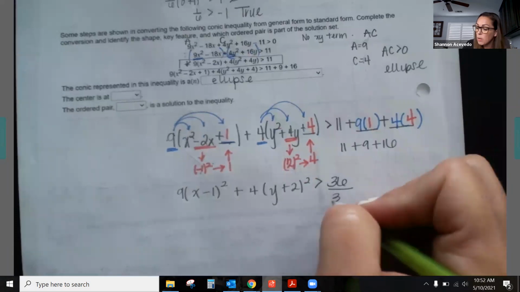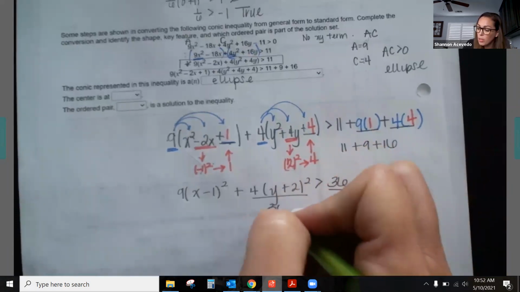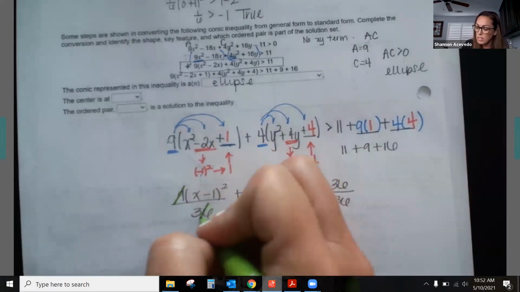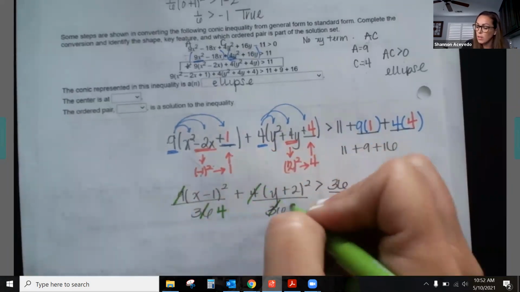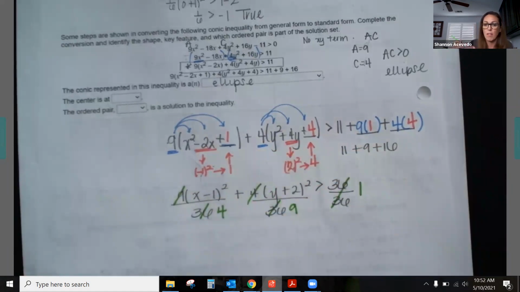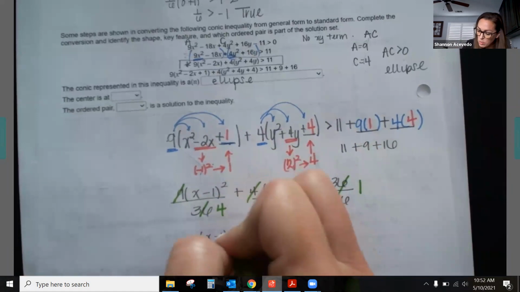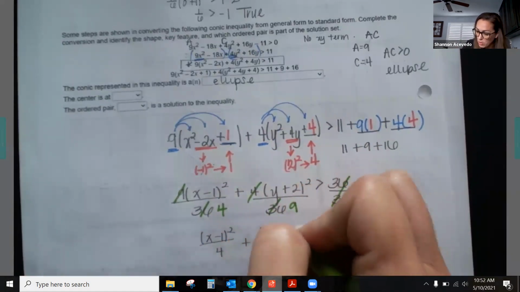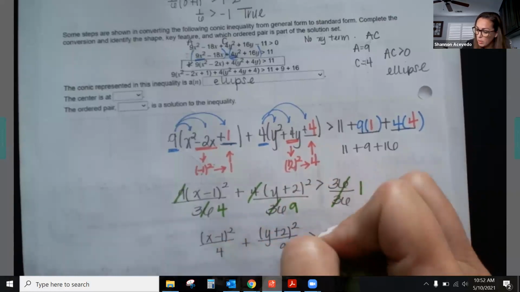Remember, this has to be set equal to 1, so we're going to divide everything by 36. When I divide it by 36, 9 goes into 36 4 times, 4 goes into 36 9 times, and I get my value of 1 here. I'm left with the equation (x - 1)² over 4 plus (y + 2)² over 9 is greater than 1.